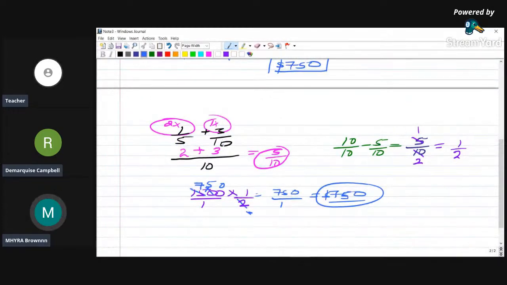And if you look at the other way to say, hey, if he spends 1/5 and he spends 3/10, if I add those together, I get 5/10. That means he spends 5/10 of the money. 5/10 of the money is half of it. So if he spends a half, then he will have a half left. So all I need to do is find a half of the 1,500. That's what we did here. And I see that I end up with 750. All right?